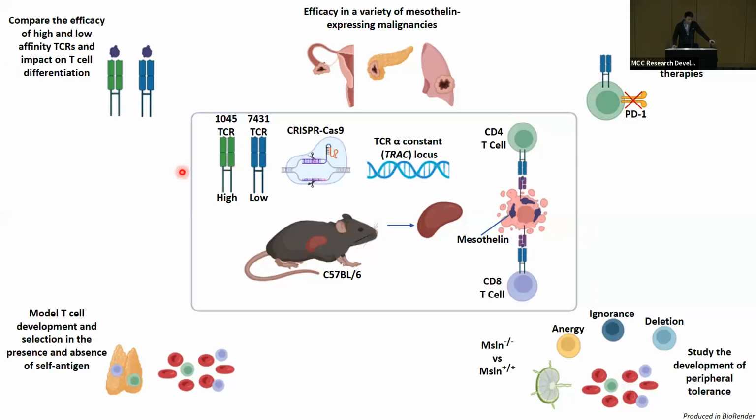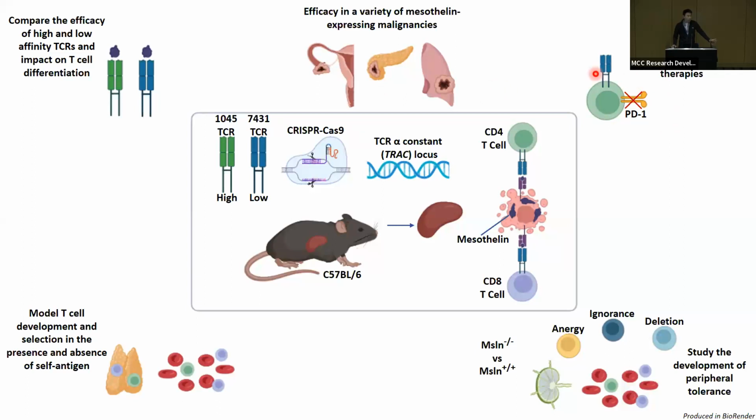So we have two different TCRs that we identified and put into these mice. One has a high affinity for this mesothelin molecule. The other one has a low affinity. And we can assess whether a stronger TCR affinity actually is better or might have some negative consequences. We can look, using these T cells, at how adoptive transfer and therapeutic models can work in different models of cancer. So not only pancreatic, which we focus on, but other models like ovarian and lung, where we see mesothelin expression.